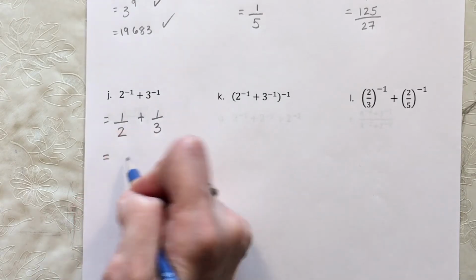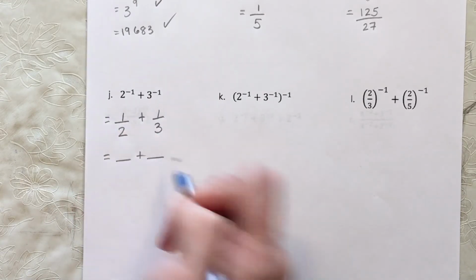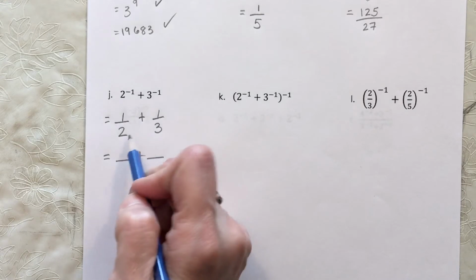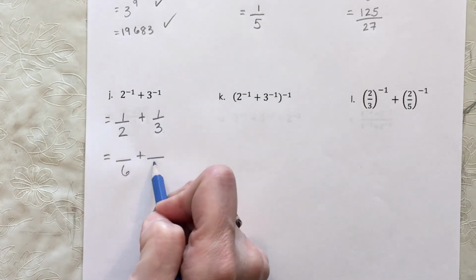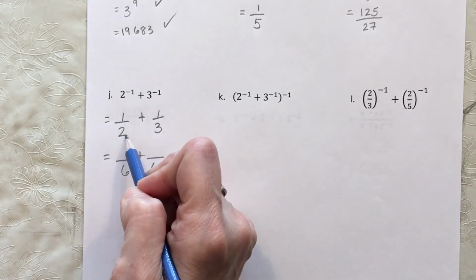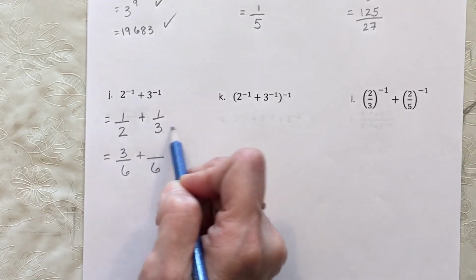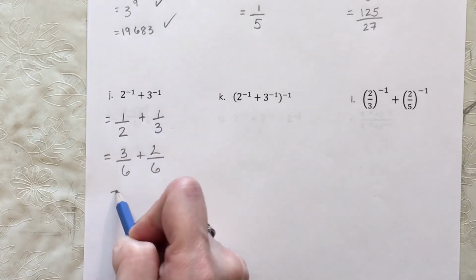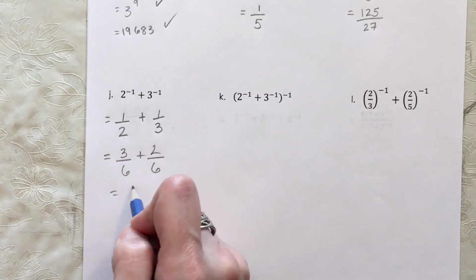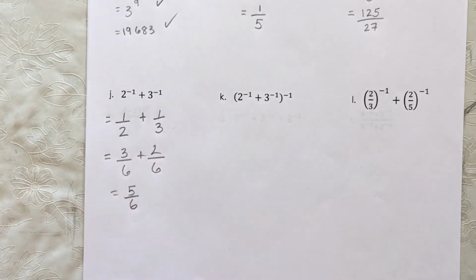So we have to remember that to add fractions, you need a common denominator. And the common denominator of 2 and 3 is 6. I have to adjust the numerator, so 2 times 3, 1 times 3. 3 times 2, 1 times 2. So 3/6 plus 2/6 is 5/6.